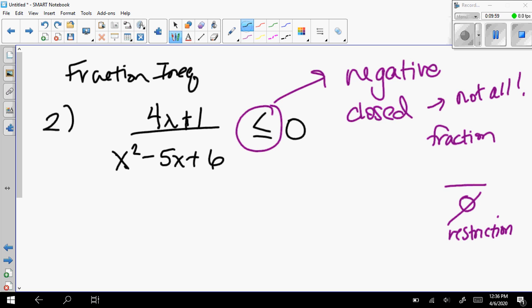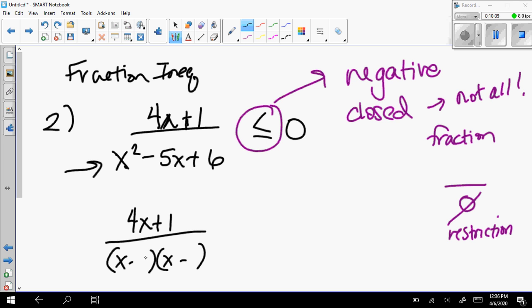All right, so first, let's factor what we can. We're going to factor this denominator. So we've got 4x plus 1 over, that's just a trinomial, AM method. So a negative, negative, and it's going to be negative 2 and negative 3. Less than or equal to 0.